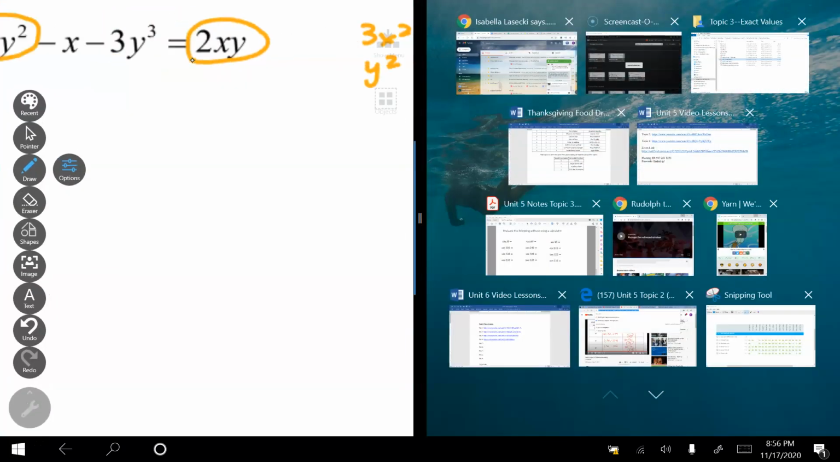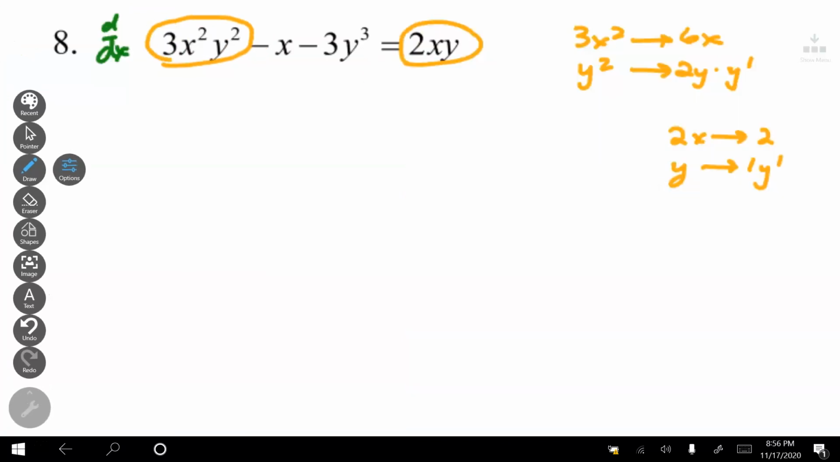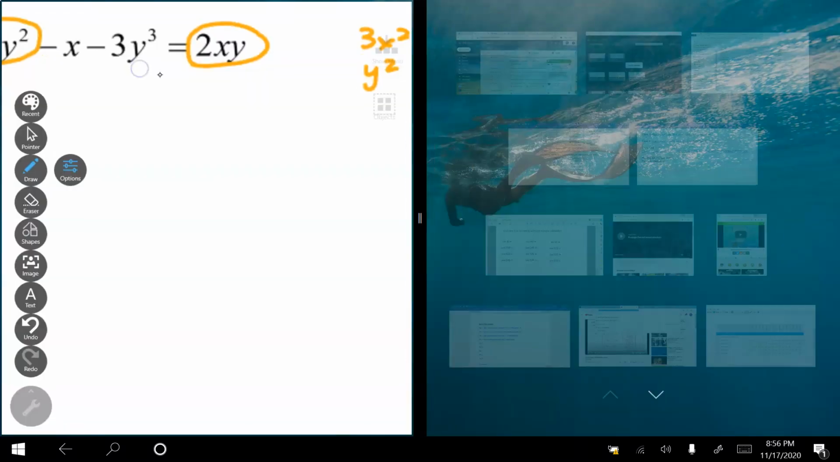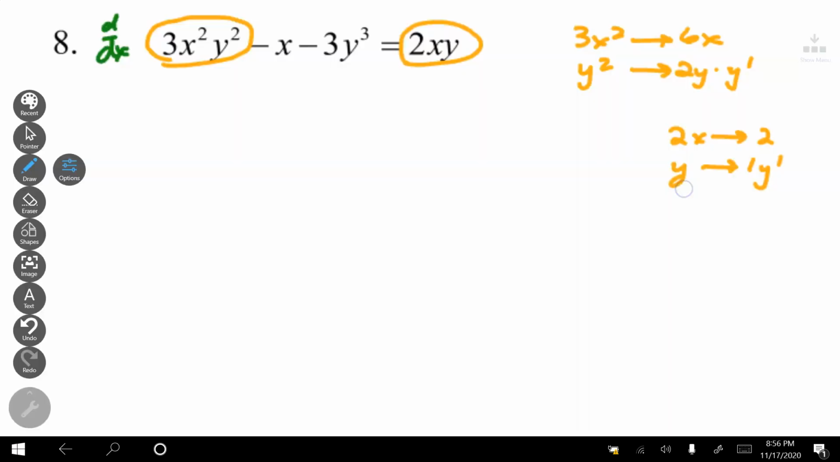I hate when I grab the top of it by mistake. Keep on grabbing the top. Too close to the top. Well, you can see I'm going to take the ddx of this whole thing.